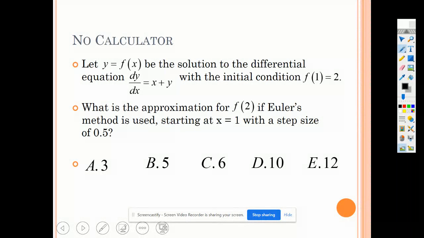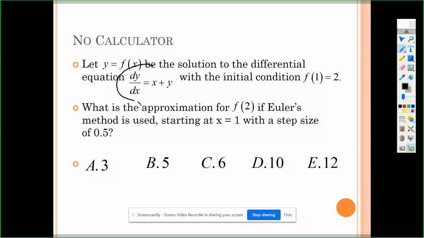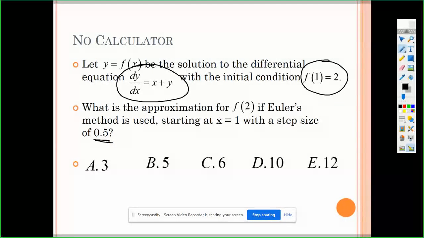All right. This one's so similar to one of the ones we've already done. Our differential equation is x plus y. Our initial condition is 1, 2. We are making a step size of a half again. We are starting at 1, going to 2. So I'm starting at a y value of 2, plus my step size of 0.5. When I put 1, 2 into my differential equation, I get 3.